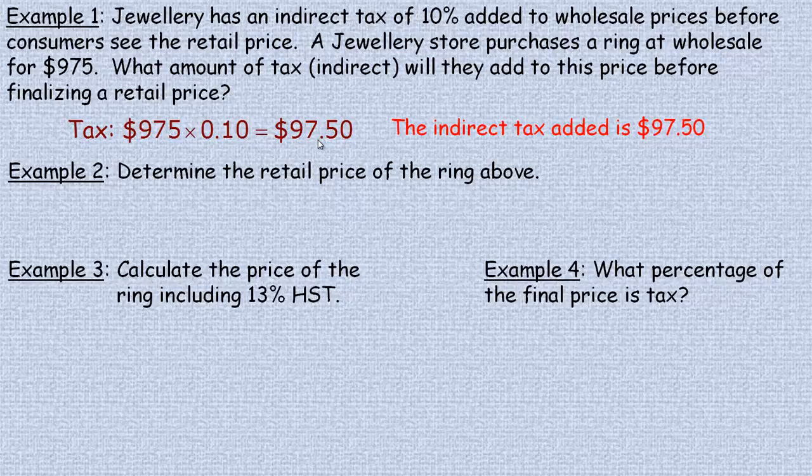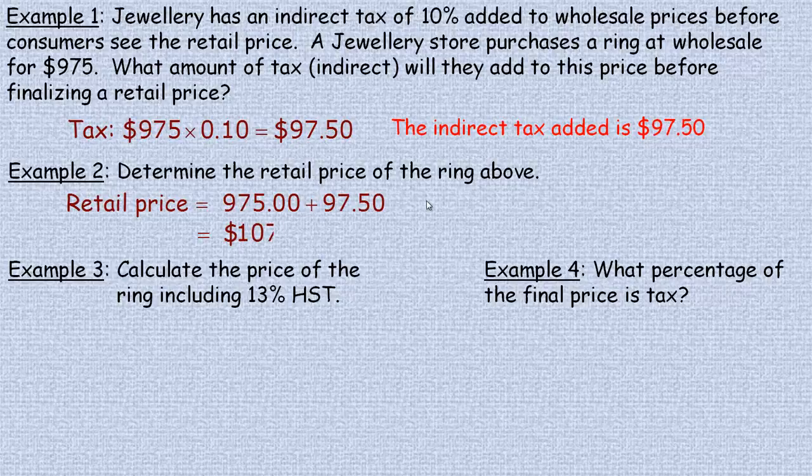So that's a tax that the consumer wouldn't ever see because it's already included in the price when they walk into the jewelry store. In example 2, it says determine the retail price of the ring above. So we would take that $975 and we would add this indirect tax to it. So if we add those together, you get $1,072.50. So that would be the retail price.